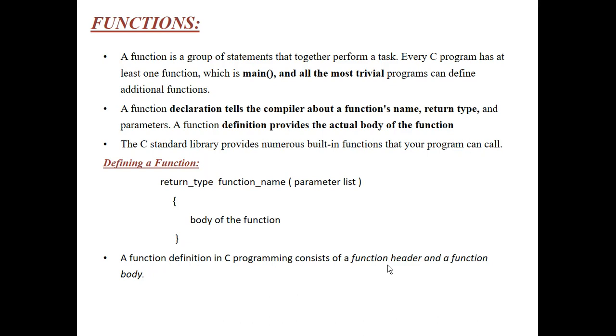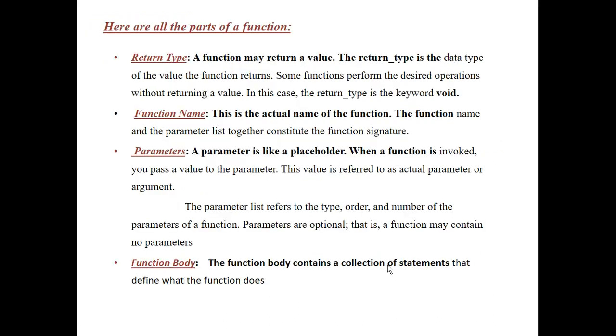So let's understand functions in detail. Here I have written some points on the function. As soon as you declare a function in the C programming language, it comes with the return type, function name, parameters, and function body. First, let's understand the return type. Every function has a return value, and the return type is the data type of the value the function returns.